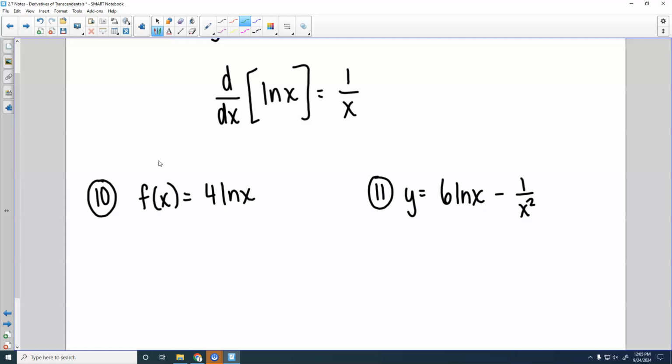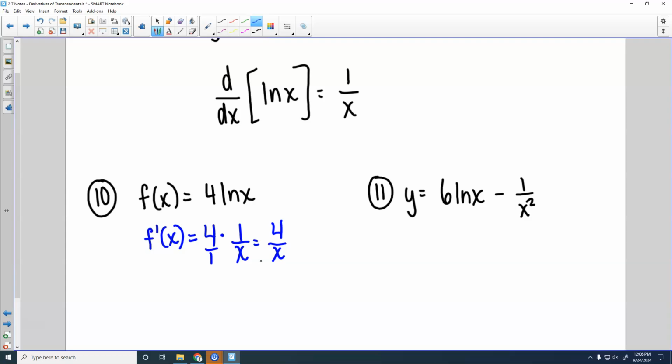So whenever I have a problem like example 10 and I want to take the derivative, I'm going to do f prime of x equals 4 is the coefficient. It just kind of hangs out front. And the derivative of natural log of x is 1 over x. We're typically going to put that back together so that 4 is over 1, and that would end up giving us 4 over x for that.